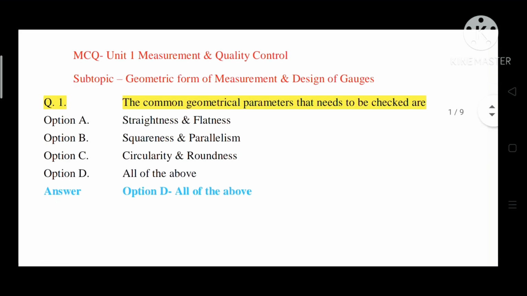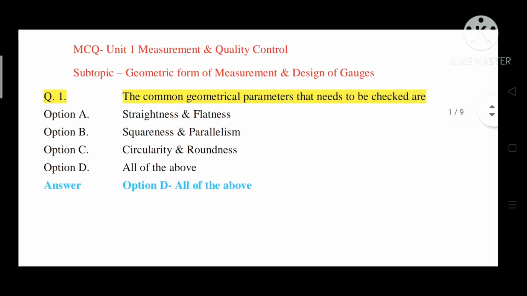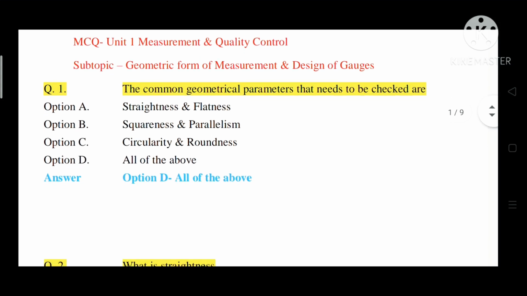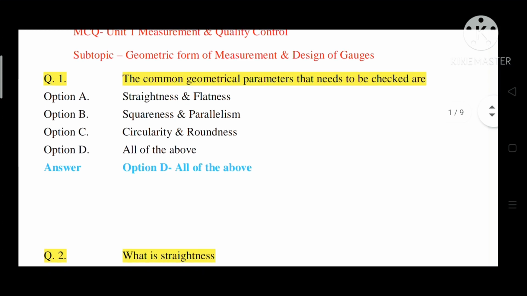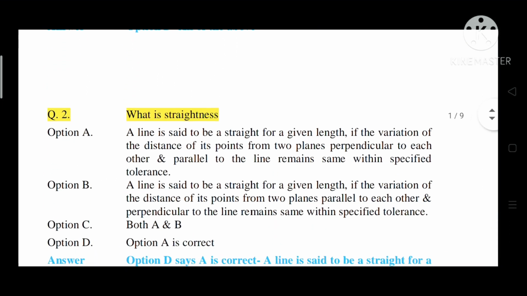Question number 1. The common geometrical parameters that need to be checked are, options are: option A, straightness and flatness, option B, squareness and parallelism, option C, circularity and roundness, option D, all of the above. So correct answer is option D, that is all of the above. So all of the above parameters are geometrical form of measurement. So option D is correct, all of the above.